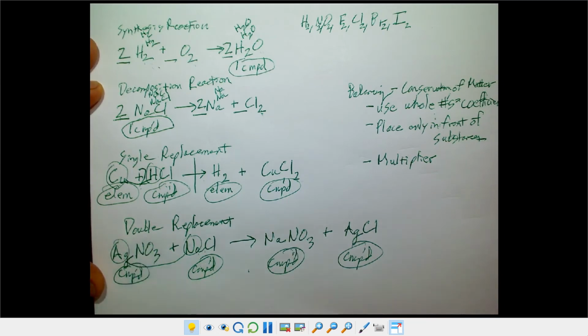And then for this double replacement reaction, actually everything is already balanced. We have 1 Ag, 1 Ag, 1 N, 1 N, 3 Os, 3 Os, 1 Na, 1 Na, and 1 Cl, and 1 Cl. So we're okay there. So those are your 4 main types of different chemical reactions.